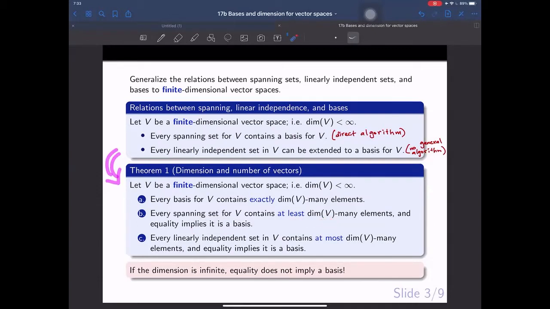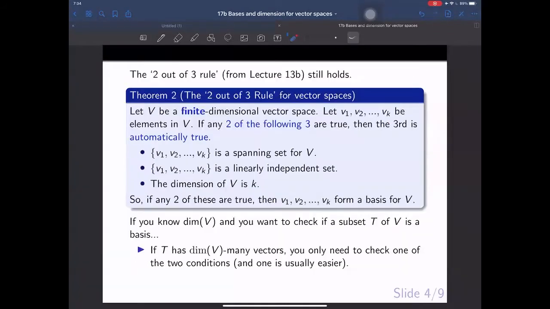Every linearly independent set in V contains at most dimension V many elements. And equality implies it is a basis. This only works for finite dimensional vector spaces. If the dimension is infinite, equality in this case does not imply a basis. The 2 out of 3 rule, which we saw before for vectors, also applies here.